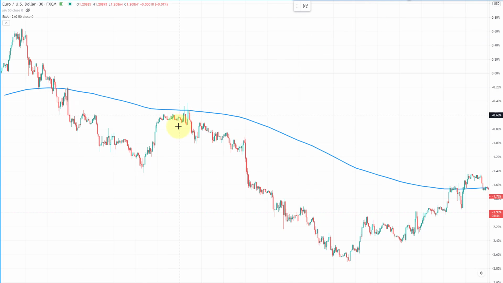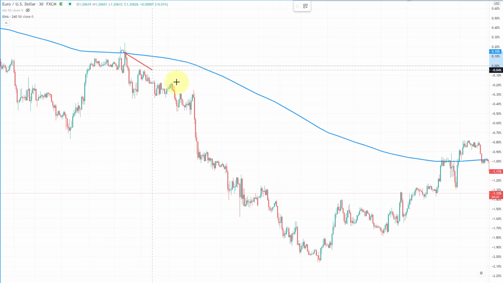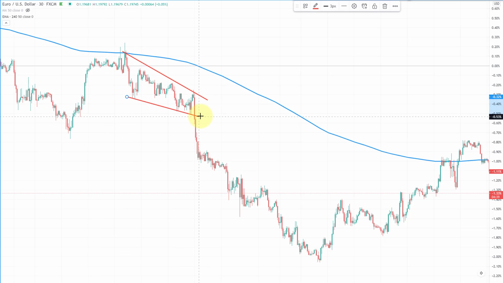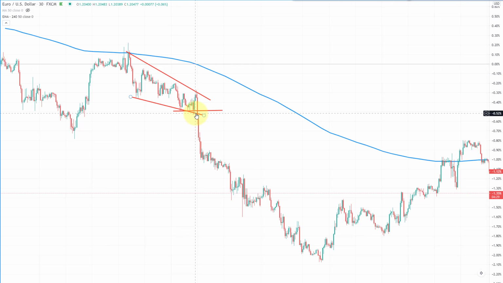So here the market dipped into the moving average, which is interesting, and you can see afterwards there was a channel building up, and the market didn't break down and didn't move quite a bit. The market was trading inside a channel, and whenever the market is trading inside a channel, there's a lot of accumulation and distribution going on, a lot of buying and selling.